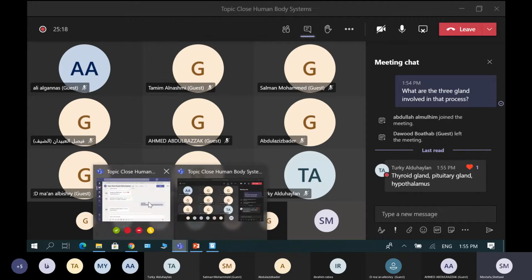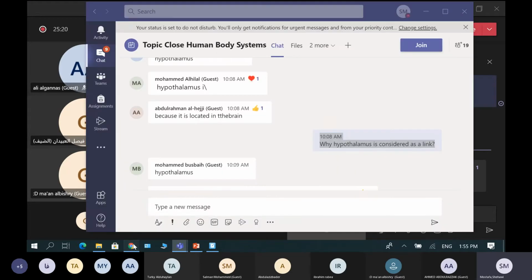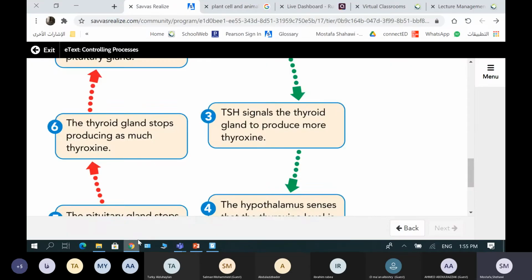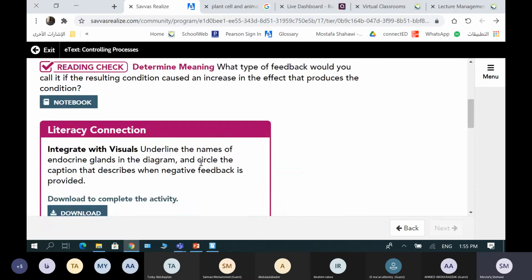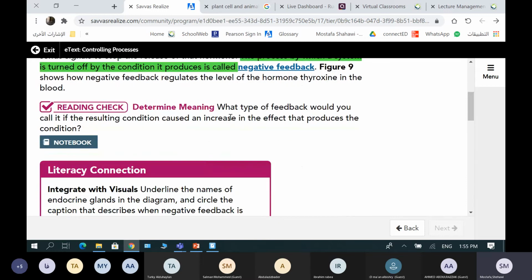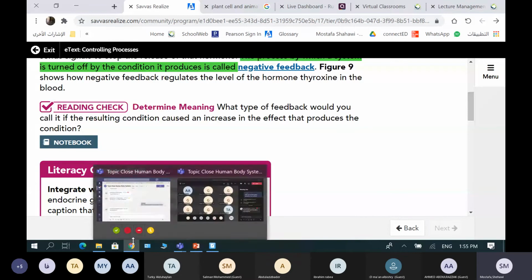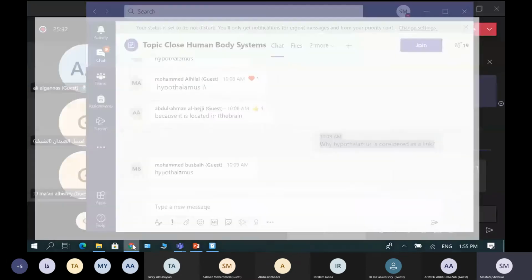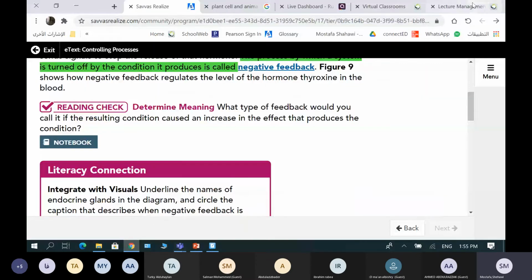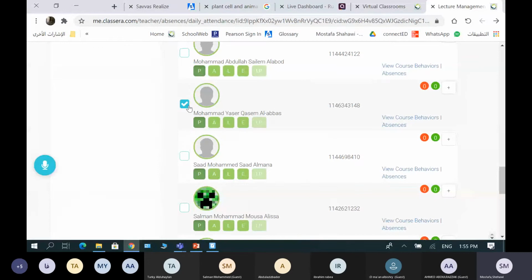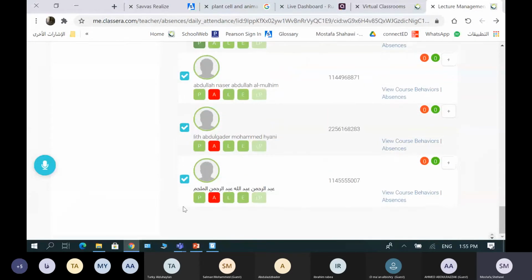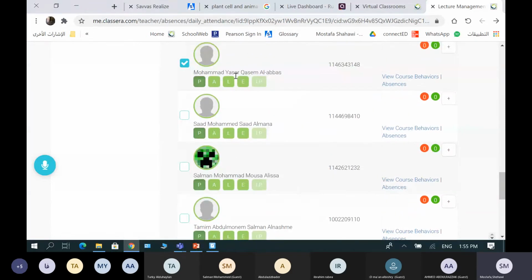Let me just pick up a question from here. We have some questions here. What type of feedback would... yes? And let me pick someone from here. Muhammad Yasser is here. Abdurrahman al-Milhim absent. Laith absent. Abdullah al-Milhim absent. Okay, Muhammad Yasser is listening.